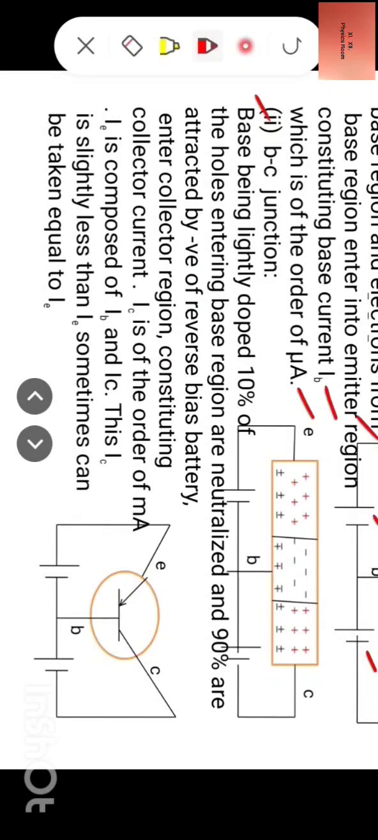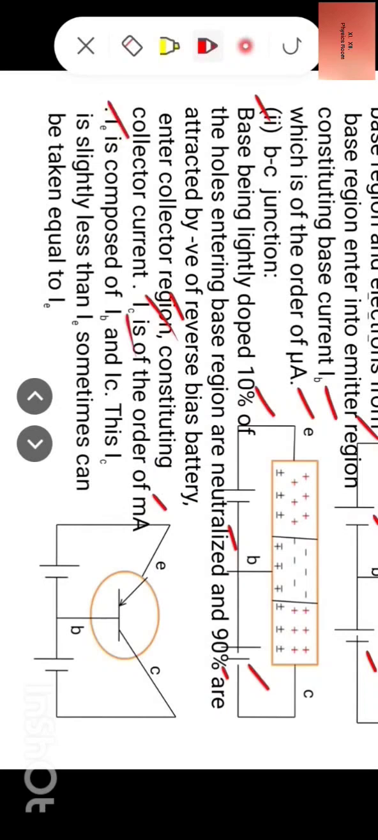Now let us look at base collector junction. Base being lightly doped, 10% of the holes entering base region are neutralized and 90% are attracted by negative of reverse bias battery. Enter into collector region, constituting collector current IC, and IC is of the order of milliampere.